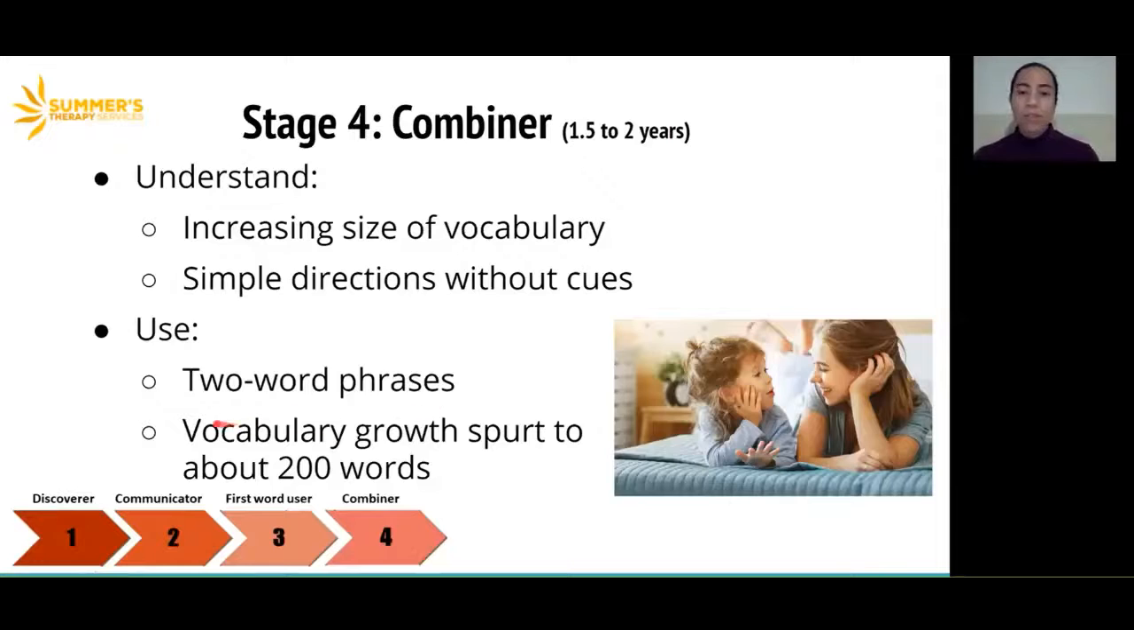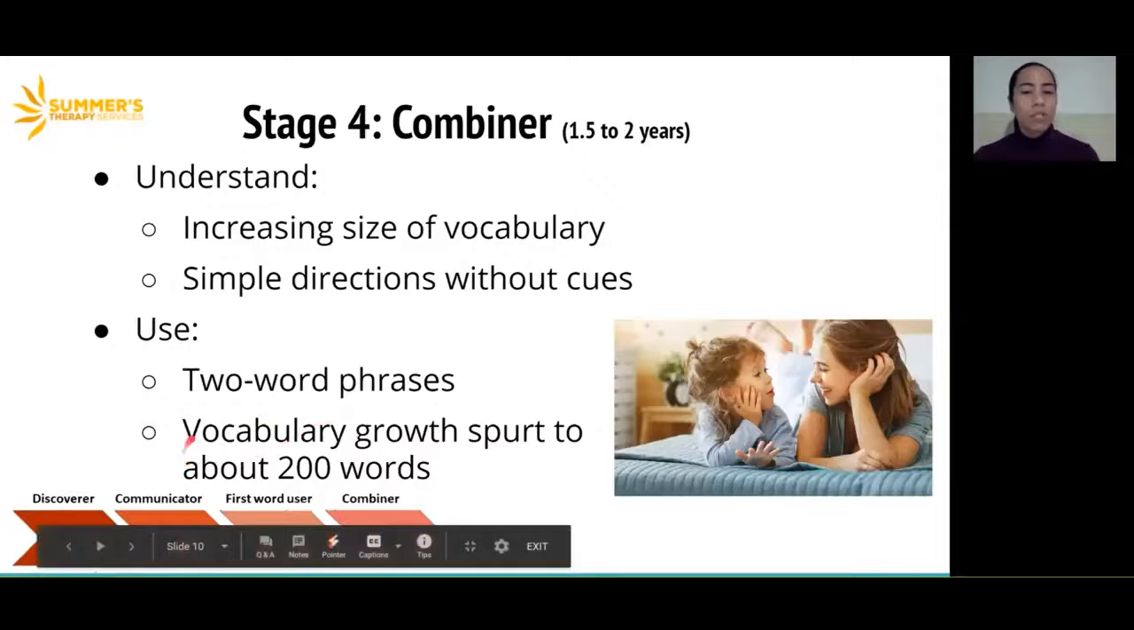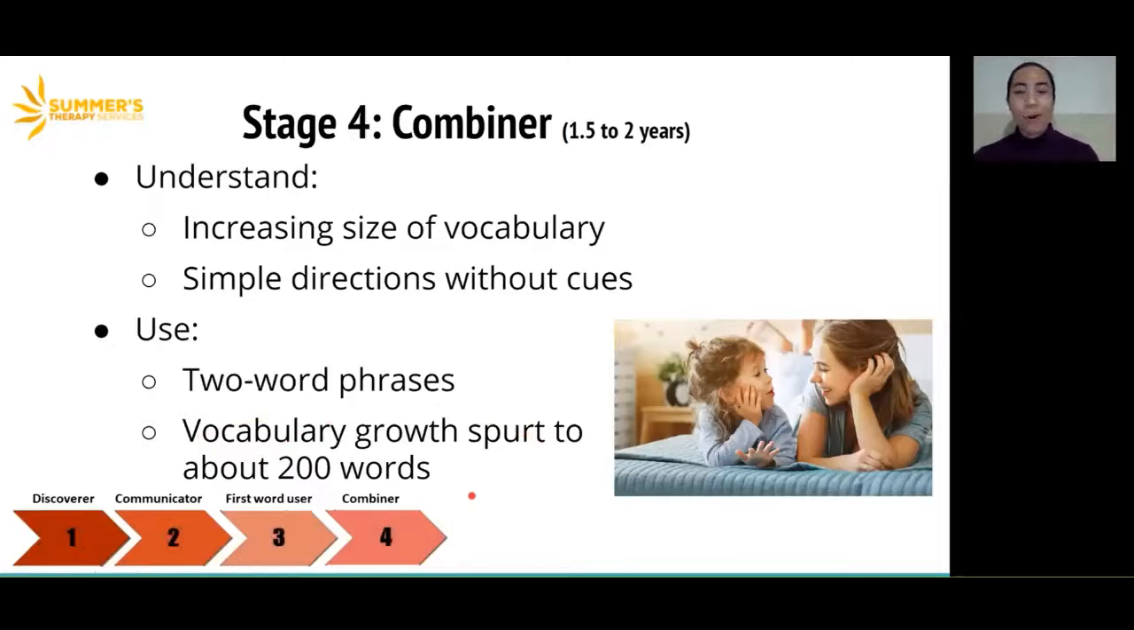And the use, again, 2 word phrases, and this is where you see the huge vocabulary spurt. It grows so much, and it can grow all the way up to 200 words or more. And this is where I will start to be concerned if my child is not using even 25 words, a range of 25 different words, if their age range is around 1.5 to 2 years old. So I might start to want to monitor a little bit more and start doing a little bit more of my language tips later, where I'll be sharing with you. So this is the combiner stage, all right?